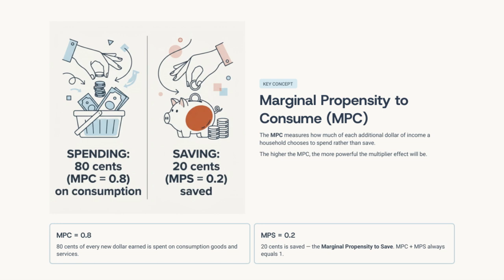So, the MPC essentially measures how much of each extra dollar a household chooses to spend versus save. It's a crucial concept because it helps us understand how changes in income influence overall consumption and, ultimately, economic growth.